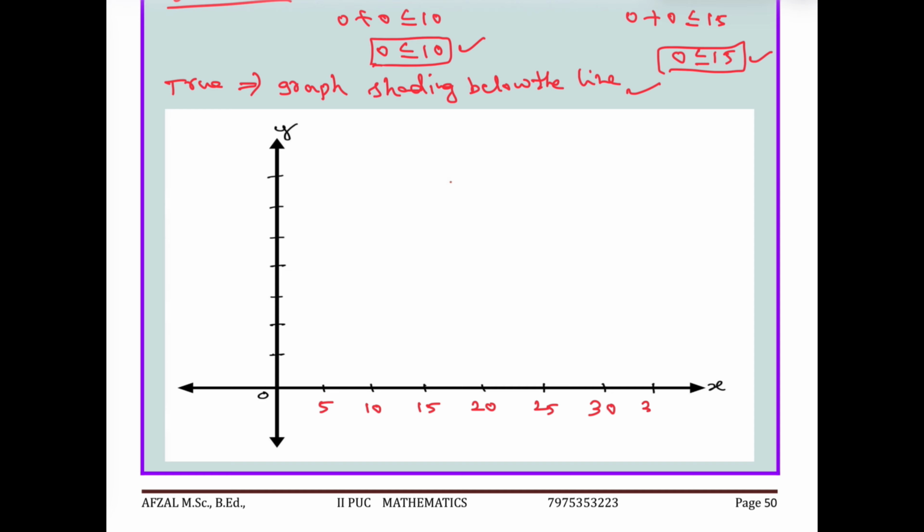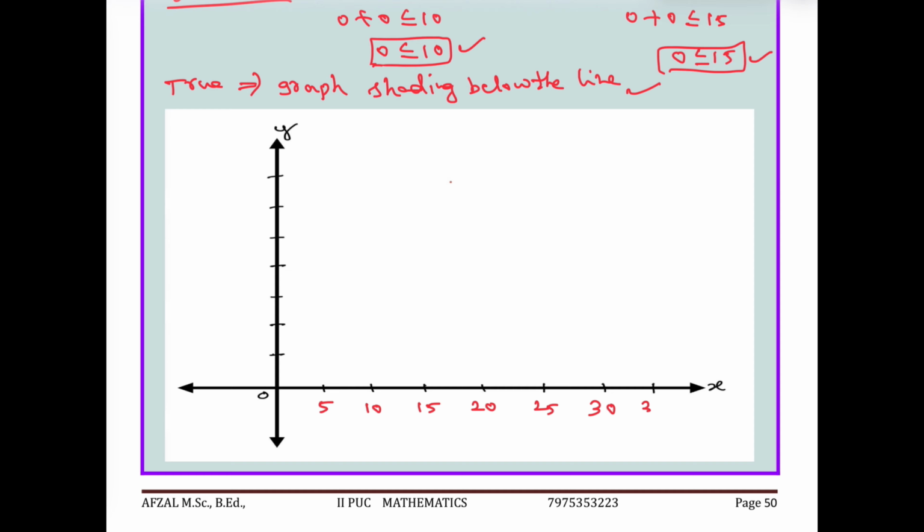Maximize z equals 3x plus 2y, subject to the constraints x plus 2y less than or equal to 10. We'll take it as x plus 2y equal to 10. Second constraint, 3x plus y less than or equal to 15. Here also we'll take it as 3x plus y equal to 15. If x is 0, finding the y value, that is 10 by 2, 5. 0 comma 5 is one point.